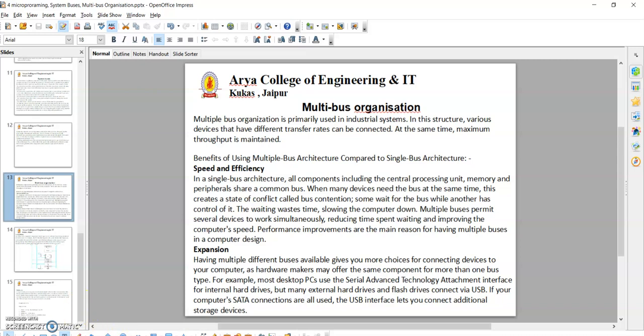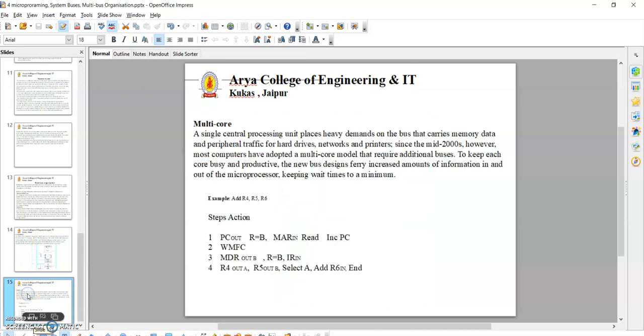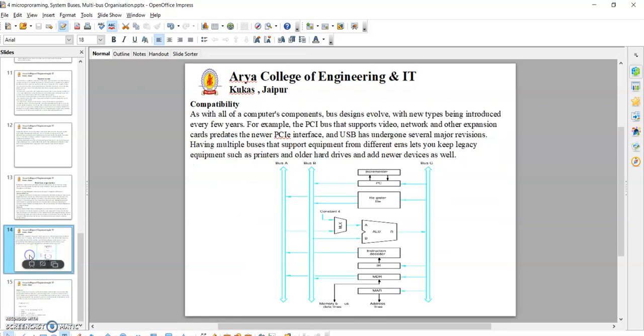For expansion, having multiple different buses available gives us more choices for connecting devices to the computer, as the hardware may offer some components for more than one bus type. For example, most desktop PCs use Serial Advanced Technology Attachment (SATA) interface hard drives, but if all the SATA connections are used, the USB will let us connect additional devices.